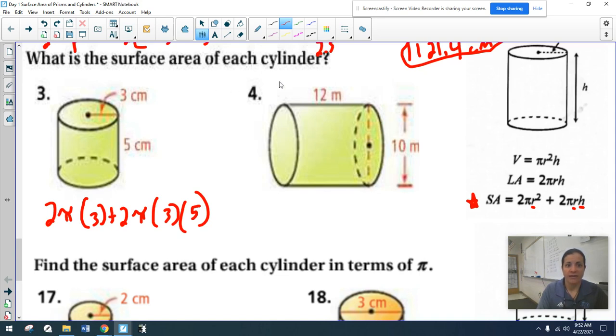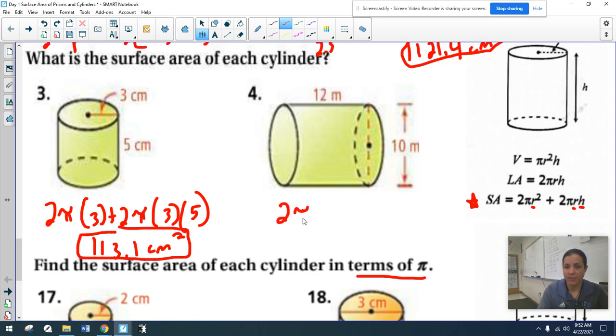Okay, this one doesn't say anything in the directions. I'm going to round it to the nearest tenth. Down here, this means something different. That's why I put 2 more at the end. So I've got 2 times 3 times pi, and then plus 2 times pi times 3 times 5. So that's going to give me a total of about 113.1 centimeters squared. So cylinders are much easier.